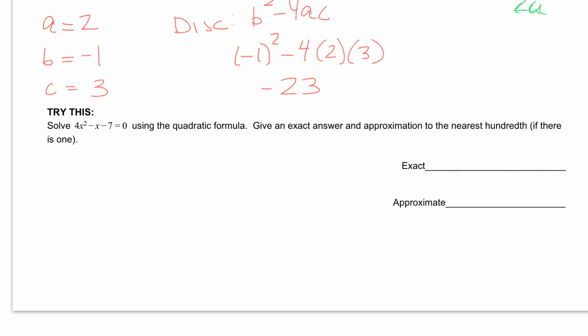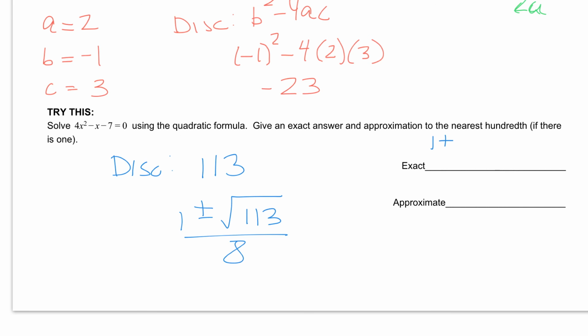If you did this one correctly, you should have gotten your discriminant to be 113. If you didn't get a discriminant of 113, go back and fix it and see if you can come up with the right answer. If you did the exact answer correctly, you would have gotten 1 plus or minus the square root of 113 over 8. You can list this separately if you want to, so you could say 1 plus the square root of 113 over 8 and 1 minus the square root of 113 over 8. And then your approximate answers should have been 1.45 and negative 1.20. If you have questions, let me know.